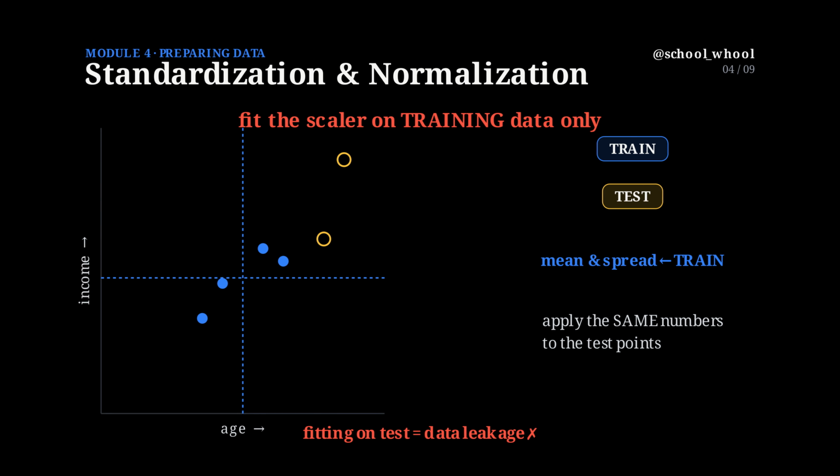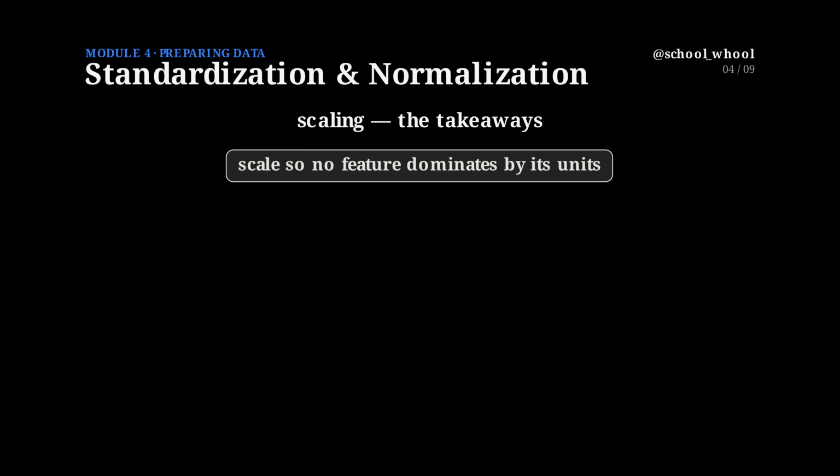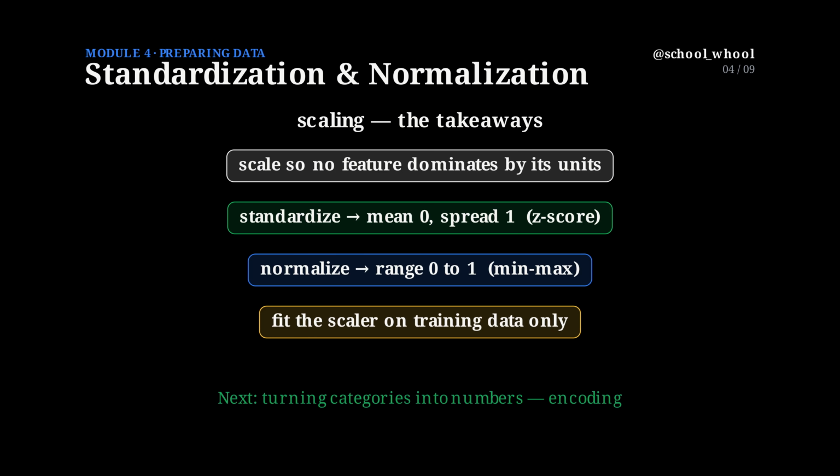So, scale your features so that none of them dominates just because of the units it happens to use. Standardize to center at 0 with a spread of 1, or normalize to a 0 to 1 range, and always learn the scaler from training data alone. Next up, turning words and categories into numbers, encoding.